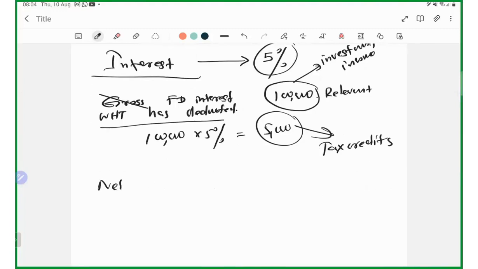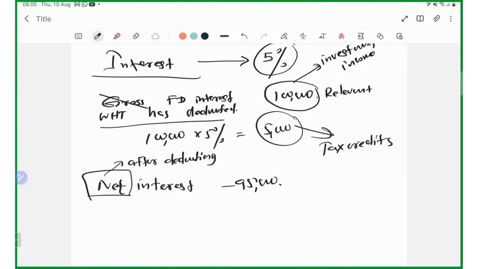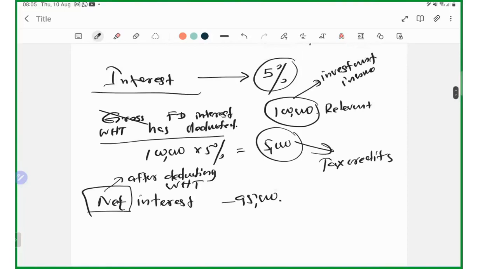The net interest. Sometimes they will give it as net interest, 95,000. They have nothing given about whether the withholding tax was deducted or not, right? Sometimes they may give. Or net means here after deducting relevant withholding tax. That means you received this 95,000 after deducting withholding tax.